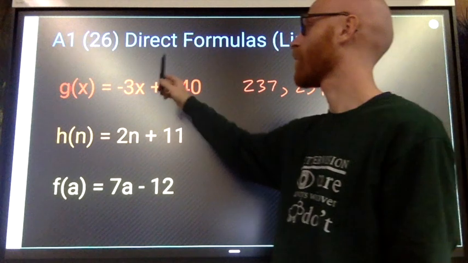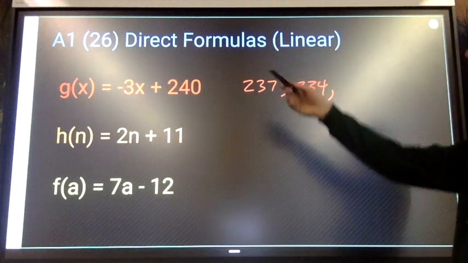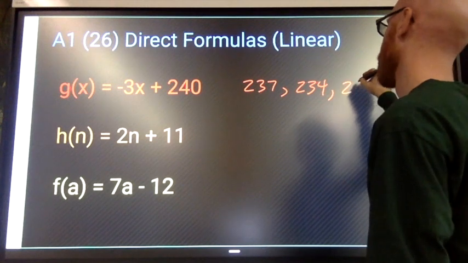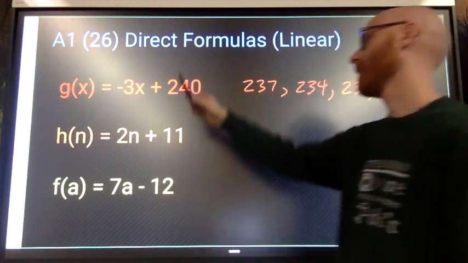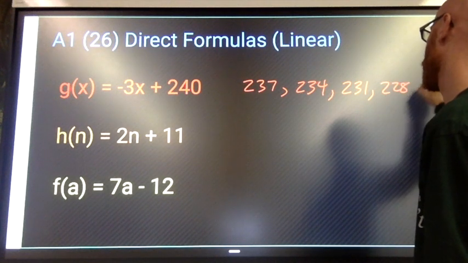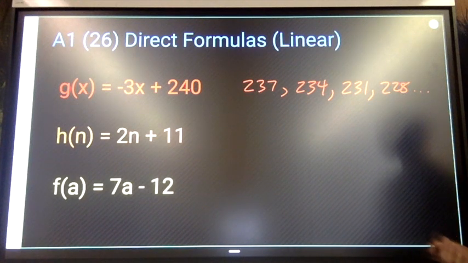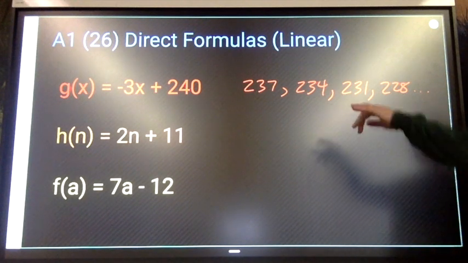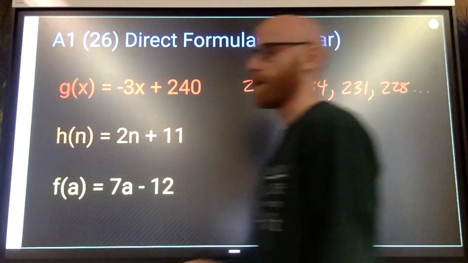And when x is 3, negative 3 times 3 is negative 9 plus 240, 231. When x is 4, negative 12 plus 240, 228, and so on. I could create a sequence that way. Okay? Hit pause, see if you can create the sequences for the next two, and then unpause and look at what I've got.